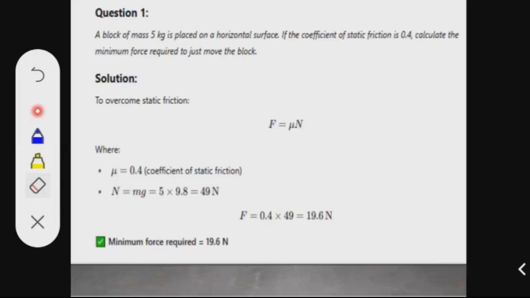Then you use your formula from your Newton's first law, which states that F is equal to μN. So our μ they gave us in the question as 0.4, times 49, which we've gotten as our N. So our final answer would then be 19.6.